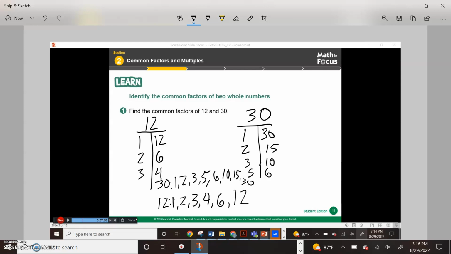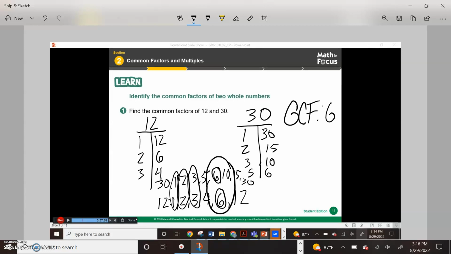I'm kind of running out of room here. So we can see the common factors, as you can even see in your book. 1 and 1, 2 and 2, 3 and 3. 5 is not a common factor, 6 and 6, 10 is not, 15 is not, 30 is not, 4 and 12 are not. So the common factors are 1, 2, 3, and 6. That's how you find common factors of two whole numbers. Greatest common factor is just the greatest of the common factors. So the GCF, and I'm jumping ahead a little bit, is the number 6.